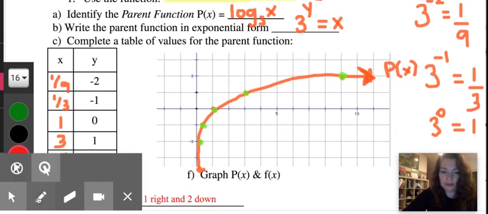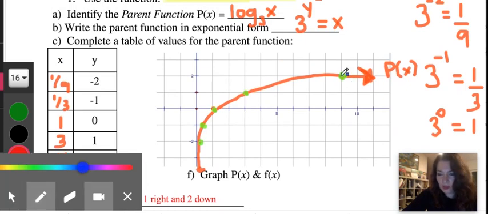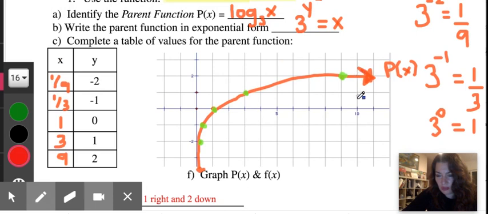So for example, let's move this point 1 right. So 1 right and 2 down will be right here. And this point I'm going to move 1 right and 2 down. That will be right here. And this point I'm going to move 1 right and 2 down. That will be right here. And I'm going to do this point right here, which happens to be a fraction. So I'm just going to move 1 over and 2 down. So it'll be a little bit over the line here. And I will move this 1 over and 2 down, and it kind of is off the graph.